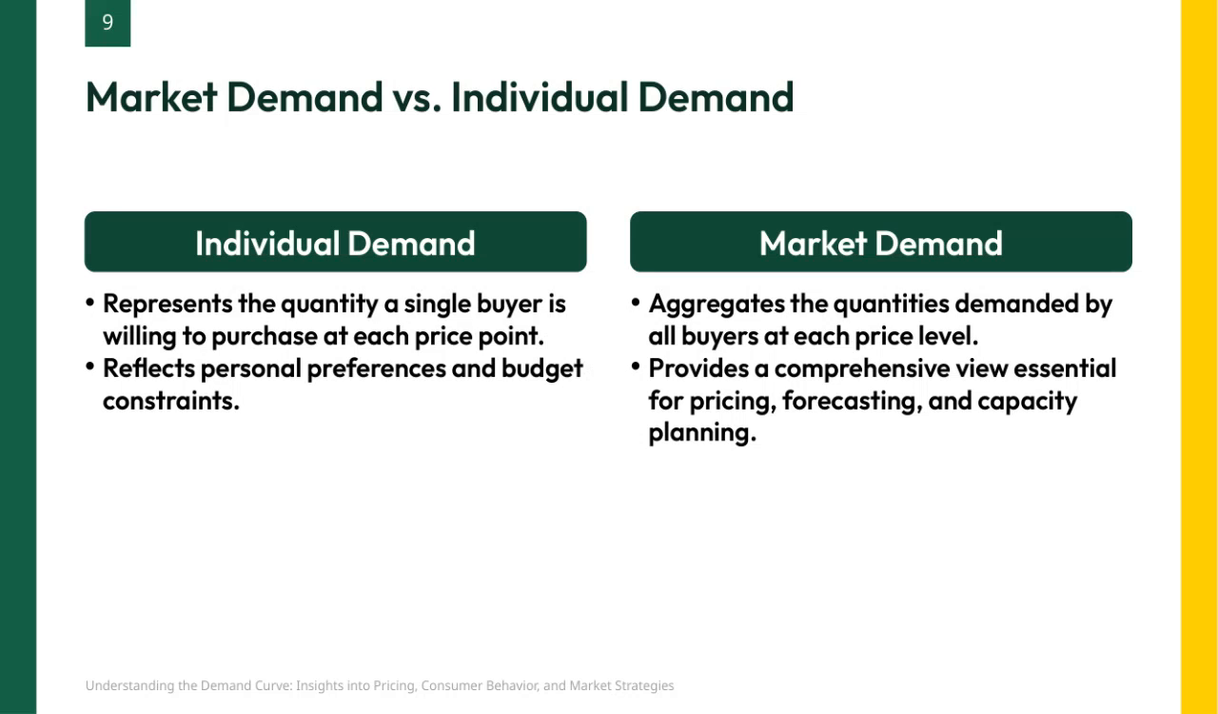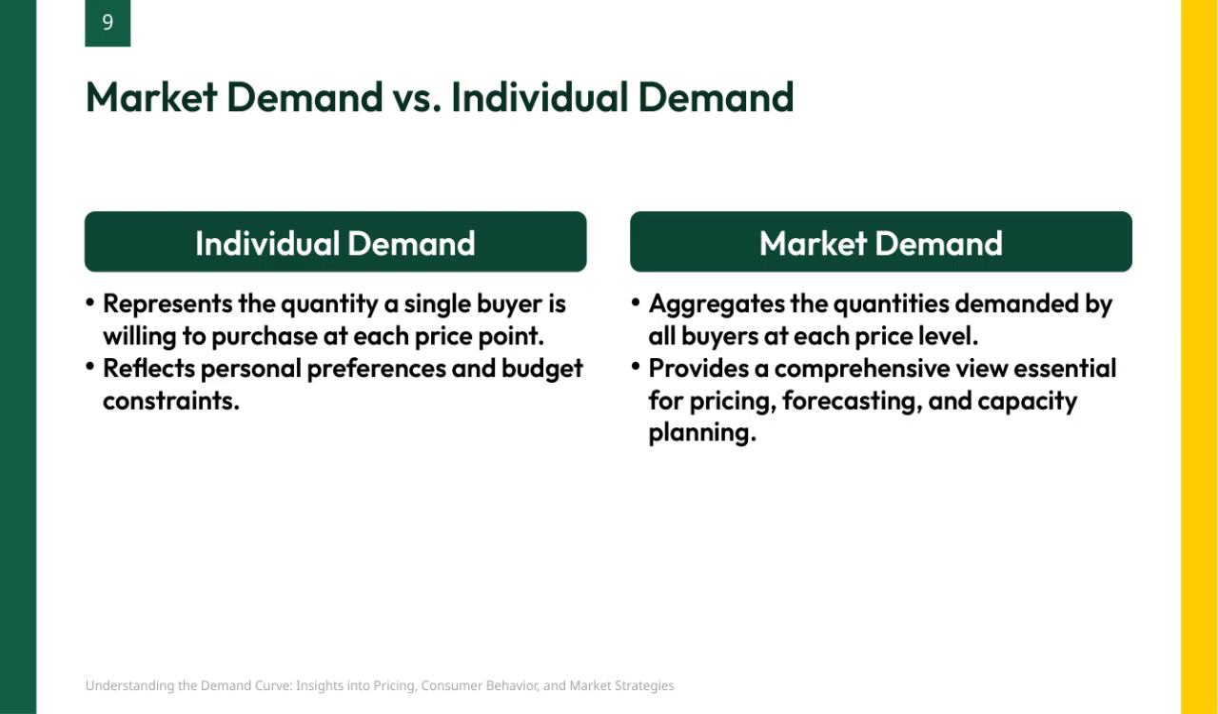Here we have a comparison between market demand and individual demand. Starting with individual demand, this represents the quantity that a single buyer is willing to purchase at each price point. It's influenced by that buyer's personal preferences and budget constraints, so it shows how much one person values a product or service. On the other hand, market demand aggregates the quantities demanded by all buyers at each price level.